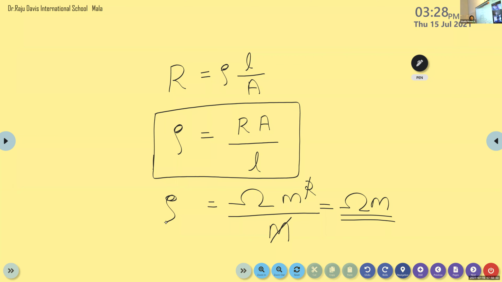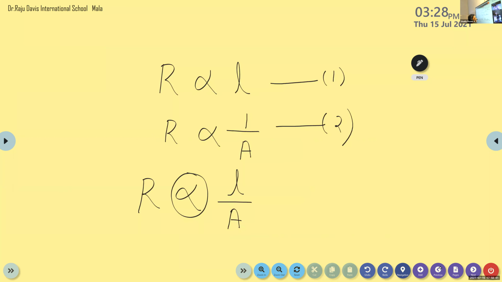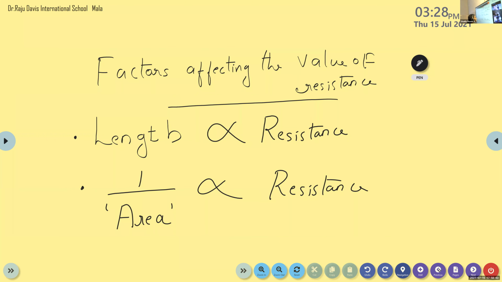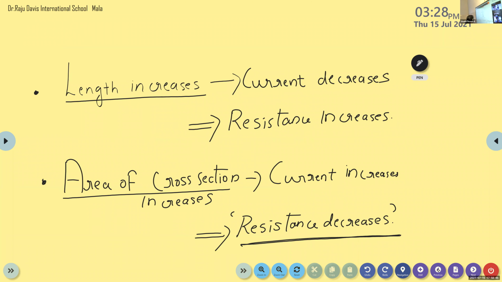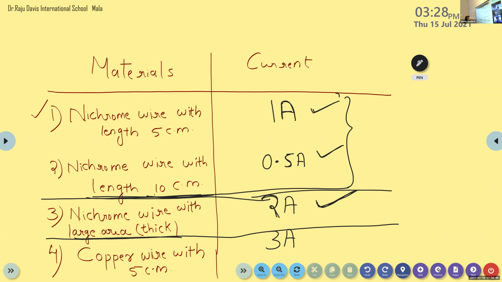Is it clear now? Yes, ma'am. All right. So now we can find two more factors that depend upon the value of resistance. In the fourth case here, we are connecting a copper wire with a 5 centimeter length. In that case, what about the value of the current that we got? Is it exactly the same as that of the nichrome wire?